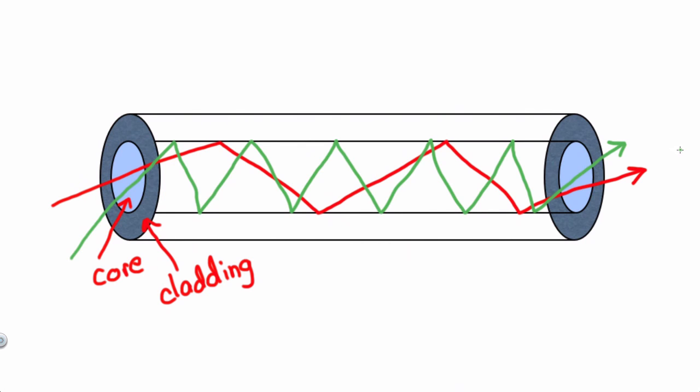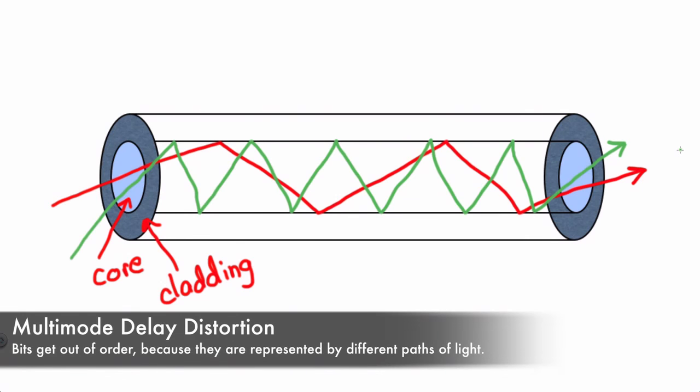Over a long distance, such as greater than 2 kilometers, we could have an issue with this. If one bit comes in at a steep angle, like the green line on screen, and the next bit comes in at a less steep angle, like the red line on screen, it's possible that the bits would get out of order. The first bit came in first, but it bounced back and forth much more than the next bit did. It could actually fall behind. The name for this is called multi-mode delay distortion.